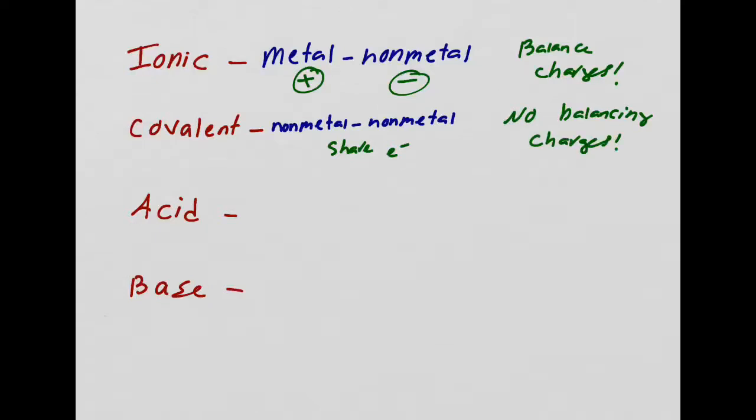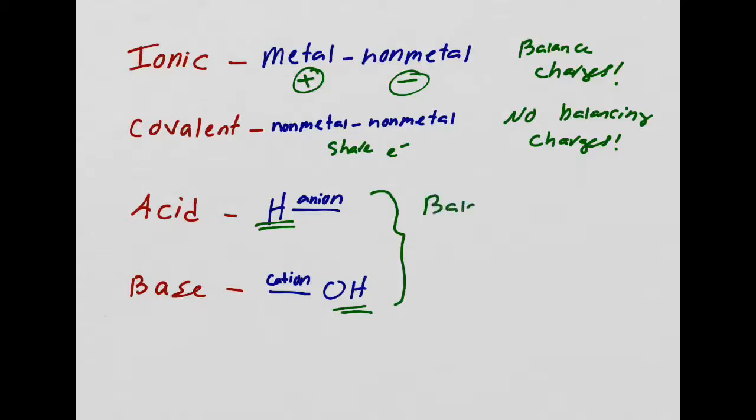There is no balancing of charges. Now, how do you know you have an acid? Acid starts with H, and then you would have an anion. How would you know you have a base? Base ends with OH, and you have a cation. So acid is going to start with H, base is going to end with OH. And both acid and base, you can treat them like ionic compounds. You have to balance charges. You have to balance charges for acids and bases.